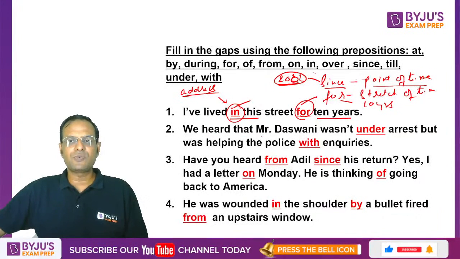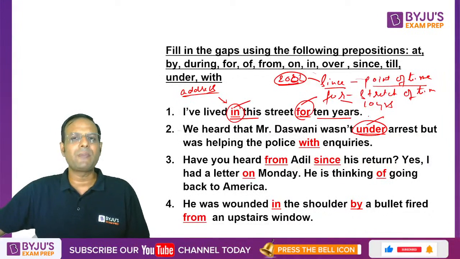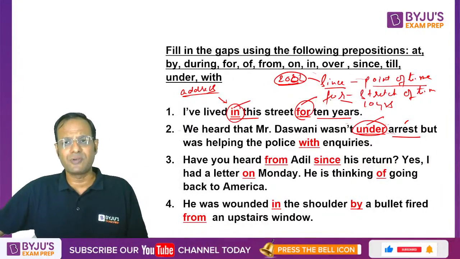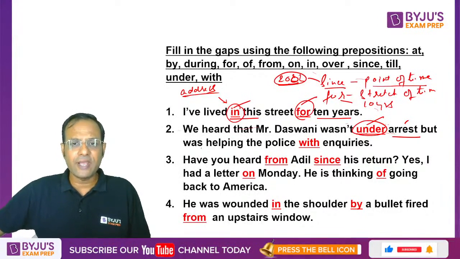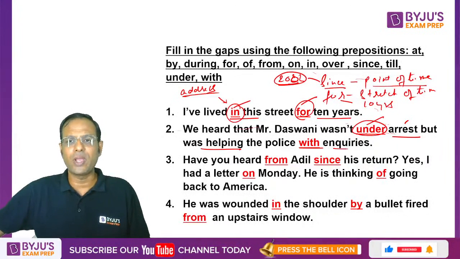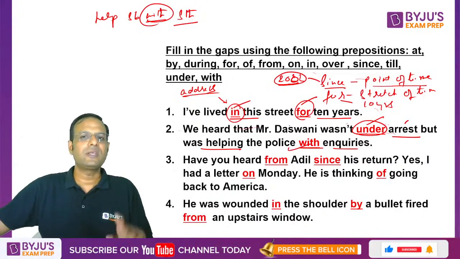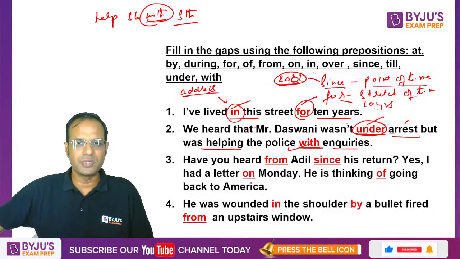We heard Mr. Daswani, second one, wasn't under arrest. So this is the preposition that we use whenever we are using words like arrest. Somebody is put under arrest, under house arrest. That's the preposition that goes with arrest. Why? He was helping the police with inquiries, right? You help somebody with something. You help somebody with something. So in this case, with is the right preposition to be used.